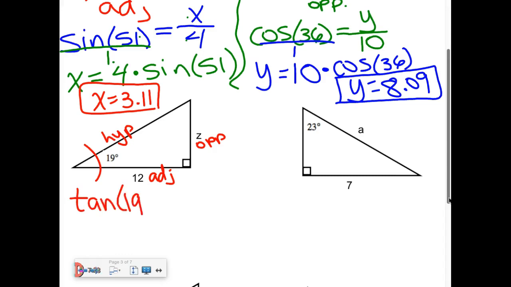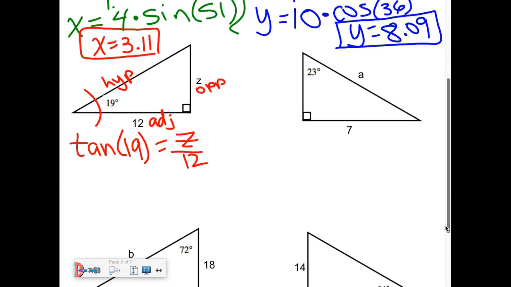So our angle is 19. And we're going to have z over 12. And I think you guys are seeing the pattern here. I'm not even going to set up the cross products. I think you've seen what's going to happen. What I'm really going to have here is I'm going to have z equals 12 times tangent angle 19.